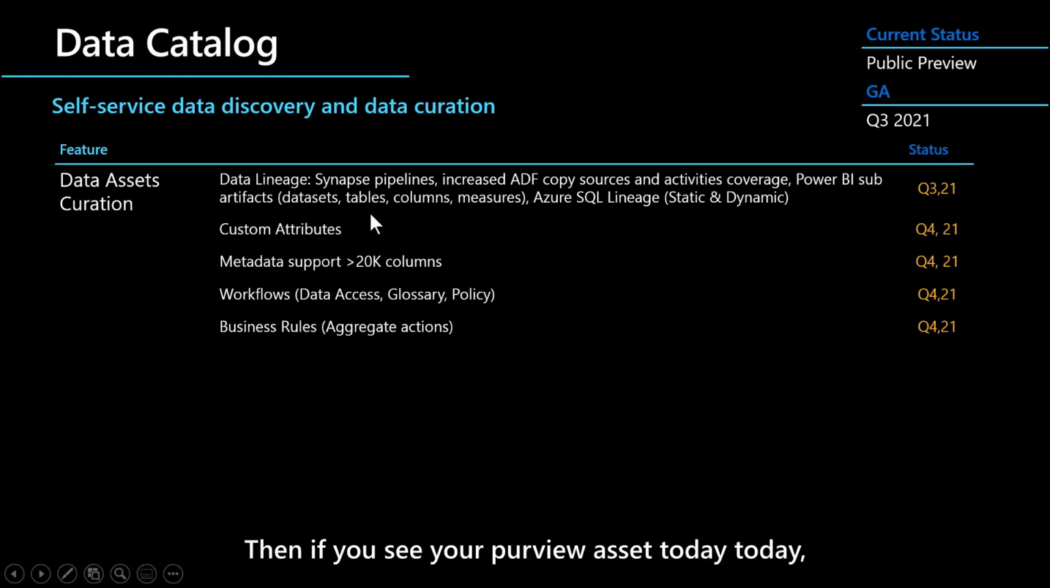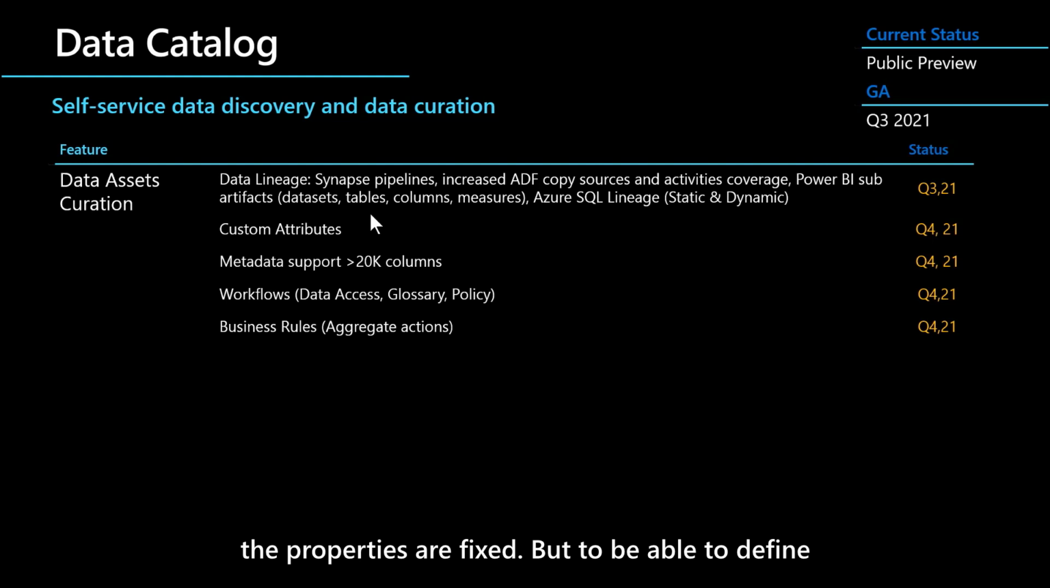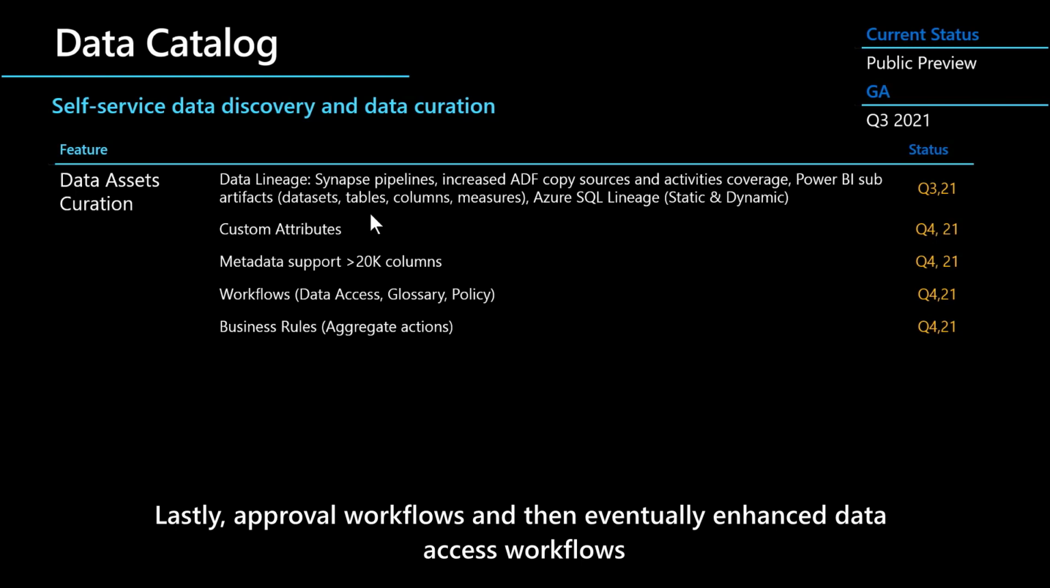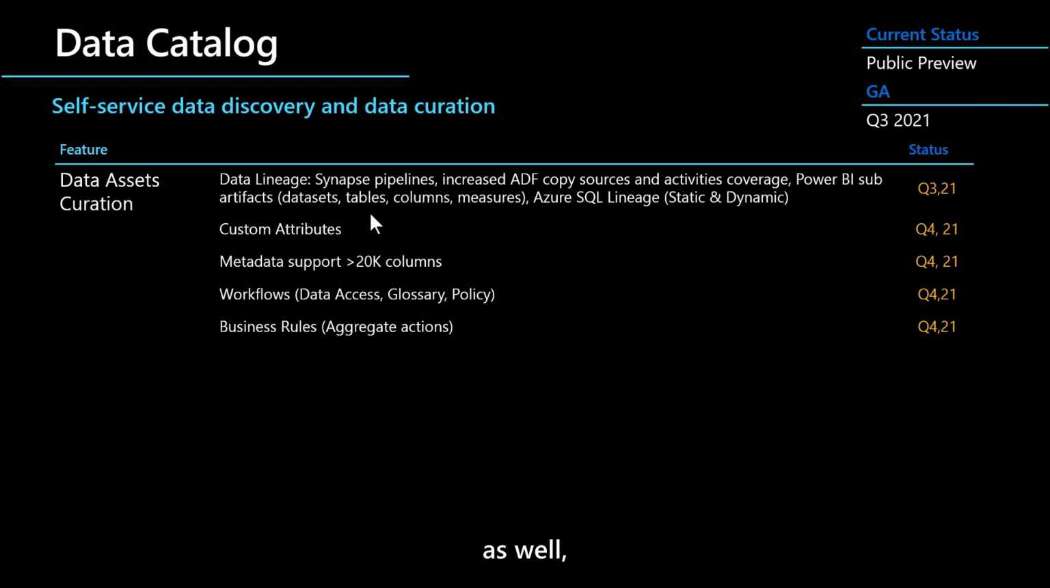Then if you see your Purview asset today, the properties are fixed, but being able to define your own attributes is something that we are working to add. We'll continue to enhance support with our scanners so that we can scan tables that have thousands of columns. Then, as I mentioned earlier, we are planning to add support for workflows, starting with business glossary approval workflows for business terms, and then will eventually extend to data access workflows as well. And then business rules that will allow you to do aggregate actions.